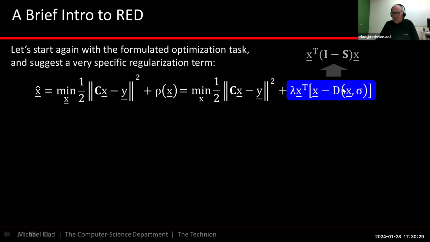So basically x minus D of x is basically identity minus S times x. And we have the x transpose on this side. Now, this expression is quite familiar to us. Identity minus a smoother is some sort of a Laplacian, but this is not a simple Laplacian. This is a very smart Laplacian. Why? Because the denoiser is smoothing differently in different regions based on the content.